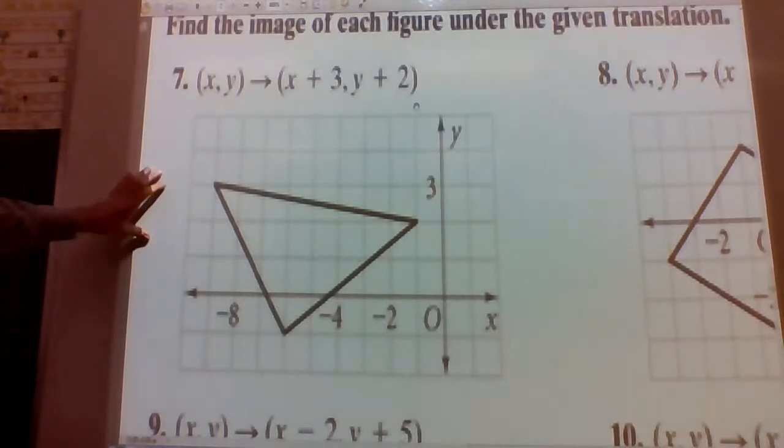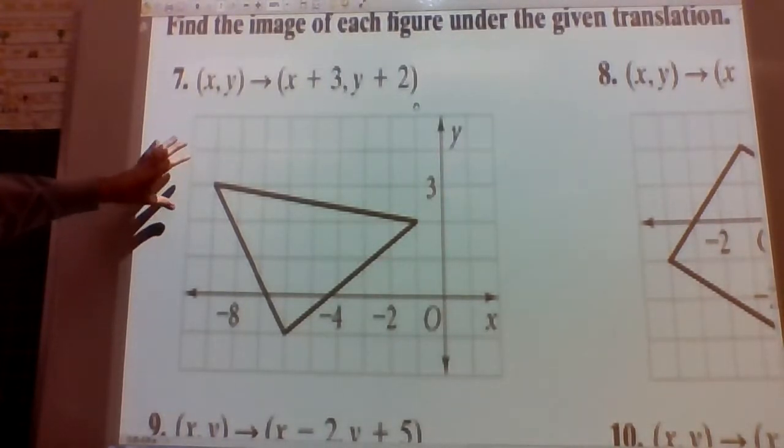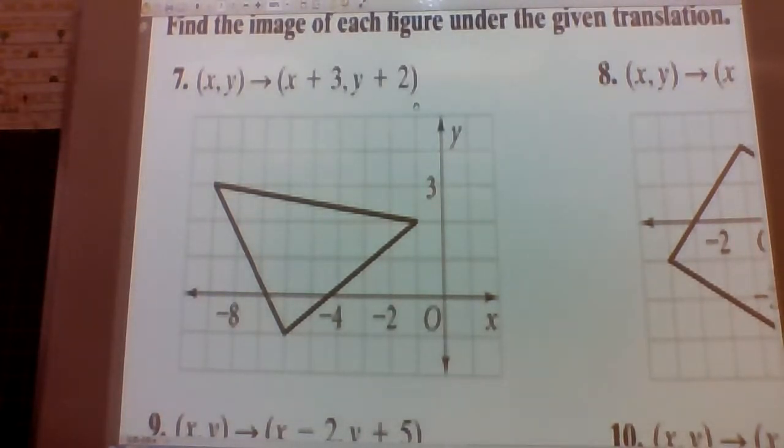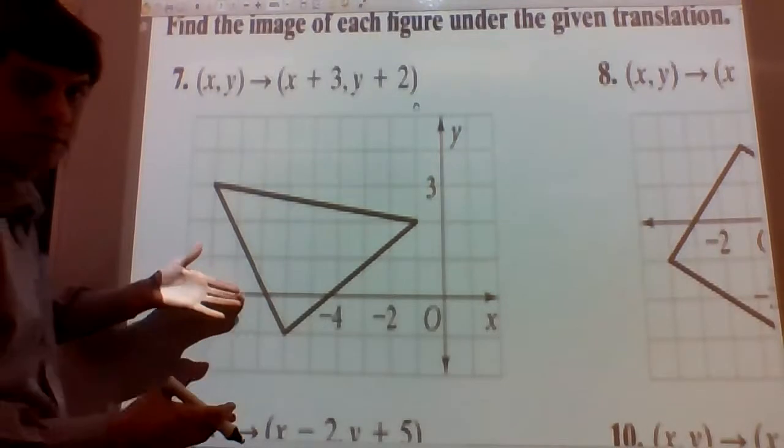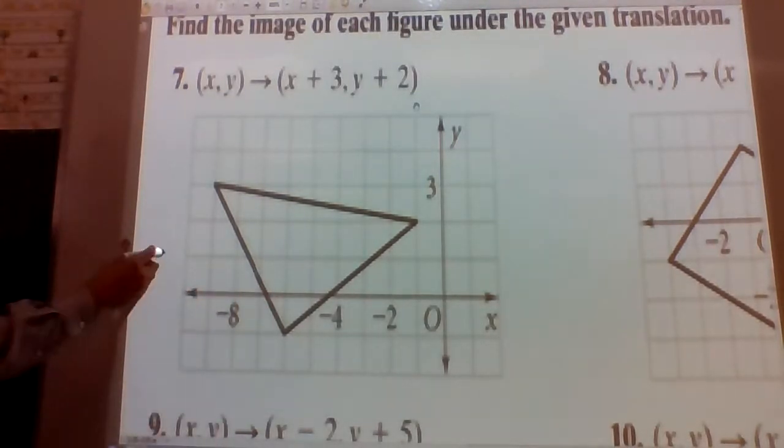So here's 7 through 12. This is the bulk of the problems. This is what we need to know how to do. Okay, so it's telling us that we want to find each image under the given translation. So they're giving us the pre-image. Okay, we want to find the image here.